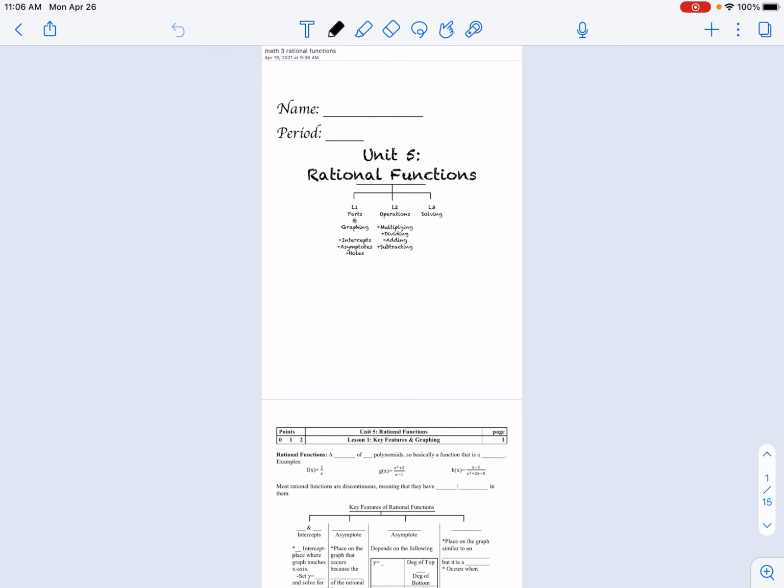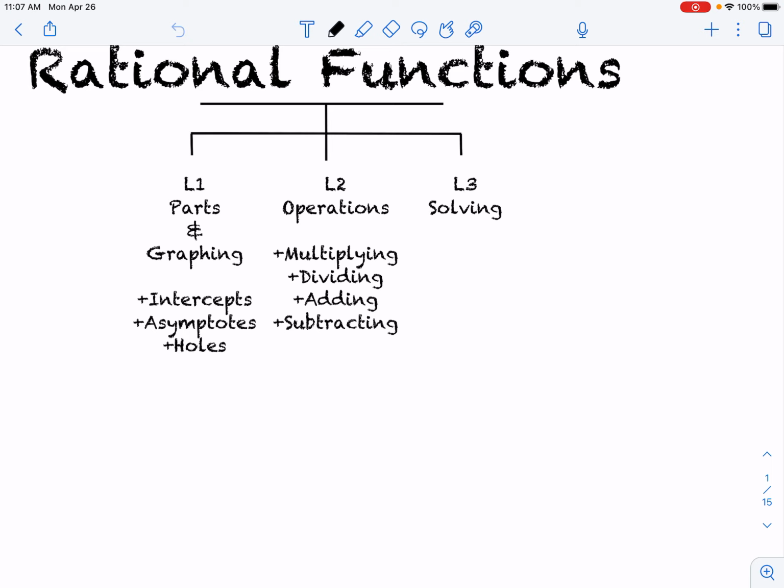This unit we're going to be talking about rational functions. The unit itself is going to consist of 3 lessons. Lesson 1 being the different parts and how to graph a rational function. Lesson 2 we will cover operations, and then lesson 3 we will look at solving rational functions.